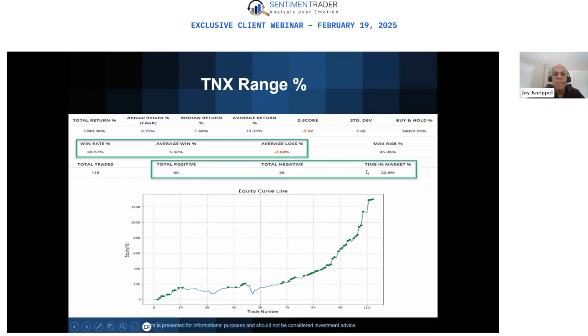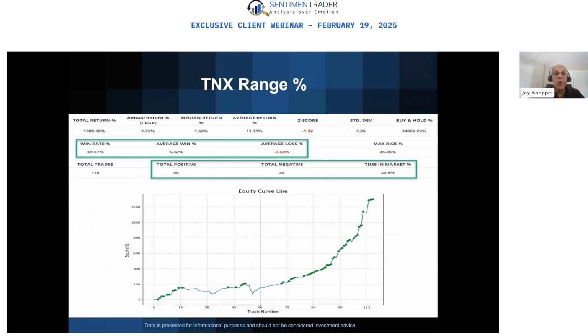Now, again, this one is only in the market 24% of the time, with about a 70% win rate. Average win, average loss, much smaller than some of the other longer term ones. But again, we're talking about more of a trading indicator. And again, since about 2008, the long-term results have been pretty good.